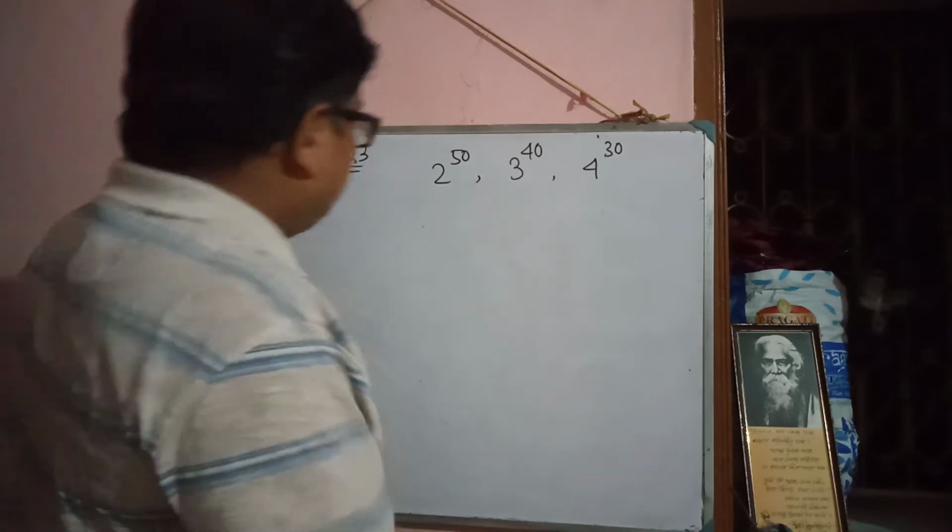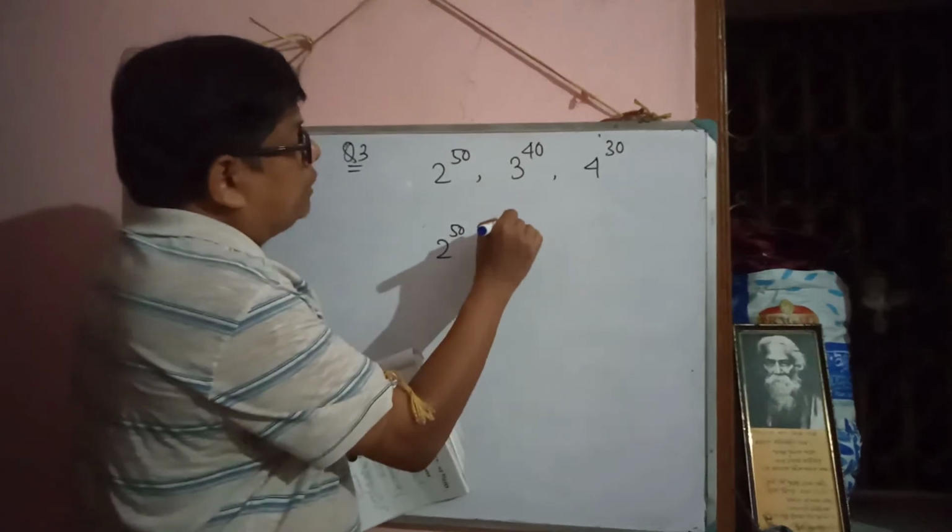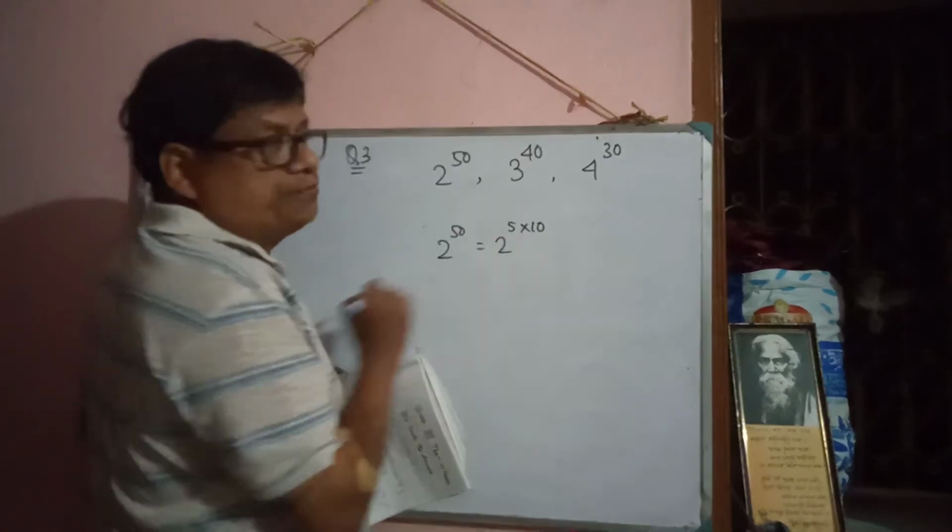See, 2 to the power 50 we can write as 2 to the power 5 into 10 now.